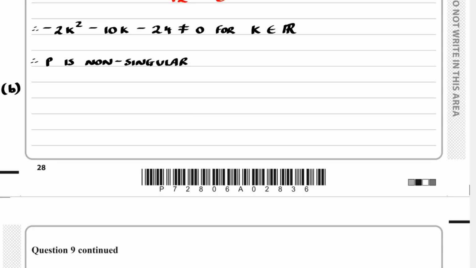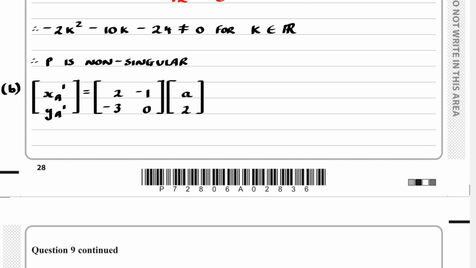So, for part B, we begin with finding out what A' is. I've called the x coordinate xa' and the y coordinate ya'. I've got this coordinate which I need to apply the transformation to. So I multiply Q by that coordinate a, 2. And if I work this out, well, here I've got 2 times a plus negative 1 times 2. So that's 2a subtract 2. And then I've got negative 3 times a plus 0. So here is the coordinate of A'.